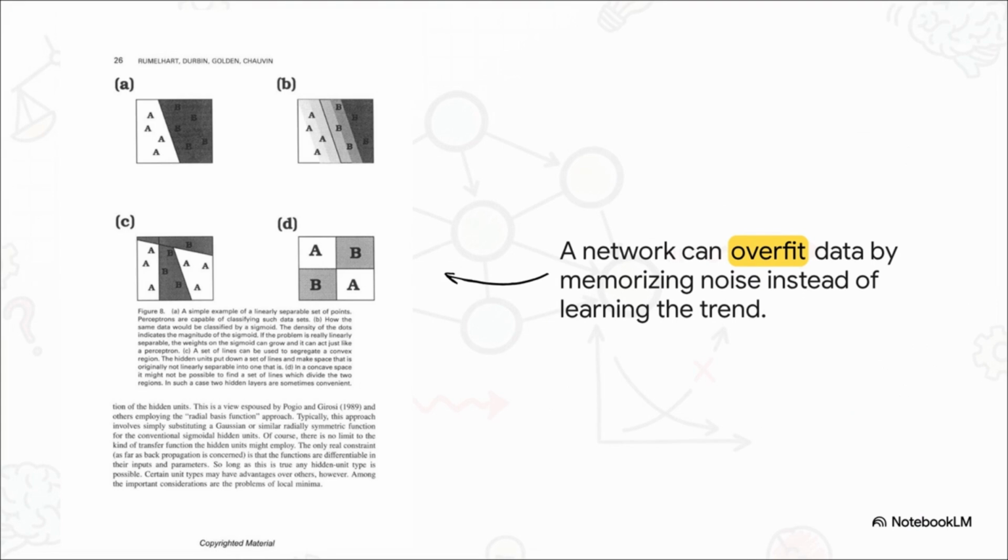This image from one of the foundational papers shows the problem perfectly. A really powerful network can bend and twist itself, that's that wiggly oscillating line, to hit every single data point perfectly. But in doing that, it hasn't learned the trend. It's just memorized the random noise in the data. And that's a huge problem we call overfitting.